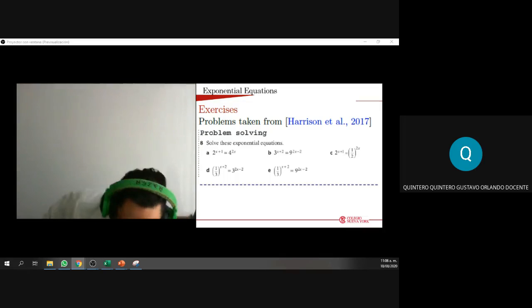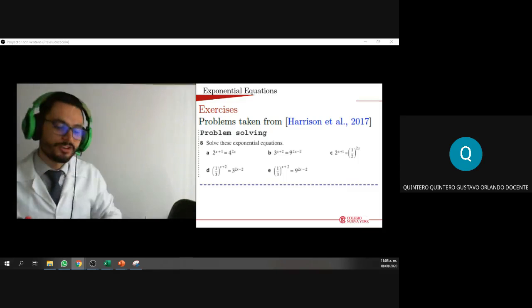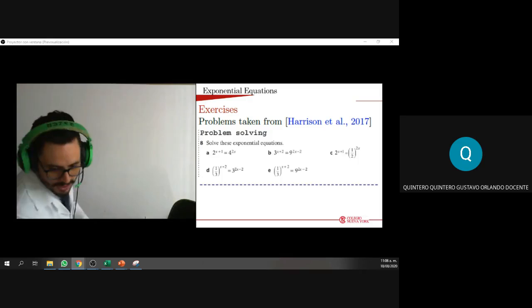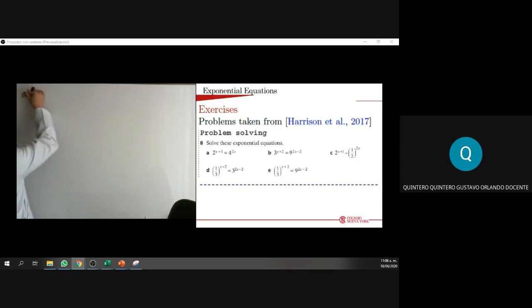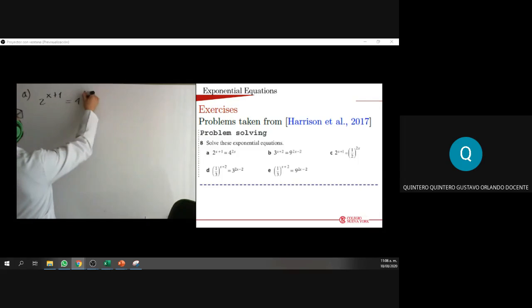All right. So let's try to solve number 1 and number 3. Number 1 is absolutely simple. We're just doing this to practice, right? So I'm going to rewrite the equation. This is 2 to the x plus 1. And on the other side, we have 4 to the 2x.